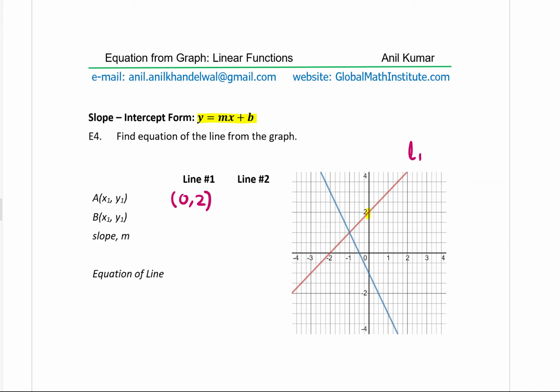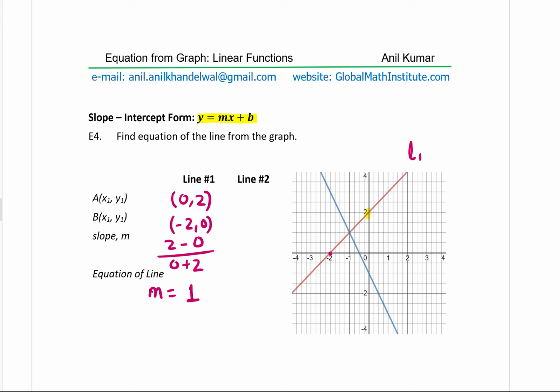Now to find the slope, we need to find another point also. This point here is absolutely clear, the x-intercept, and I'll take this as the second point, which is minus 2, 0. So that gives you the slope value, and the slope will be y2 minus y1, which is 2 minus 0, divided by x2 minus x1, which means 0 minus minus 2. So we get a slope of 1, right? So m equals 1.